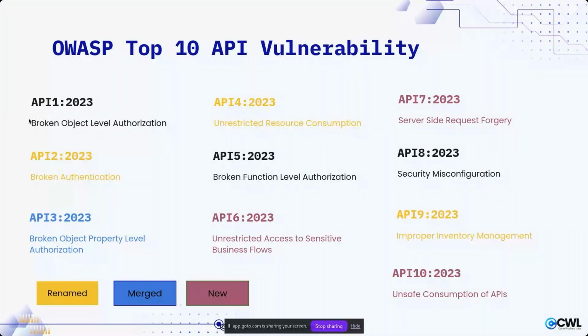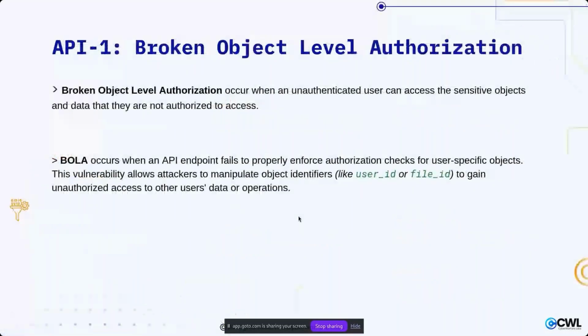Whatever is in yellow has been renamed, and this particular blue one has been merged. And these three things are new in OWASP API 2023: API10, API7, and API6.